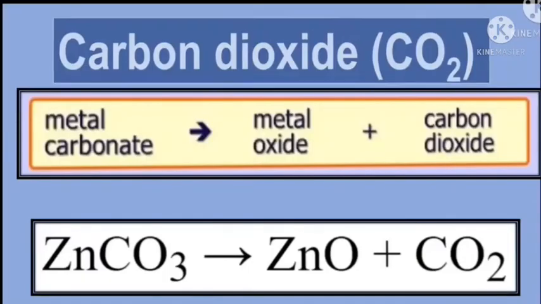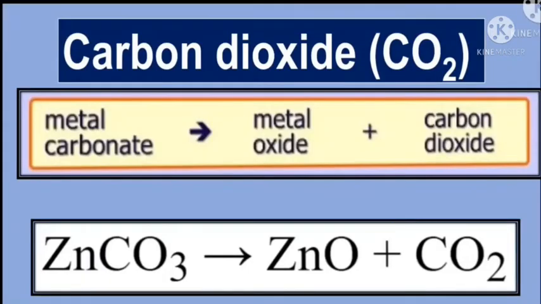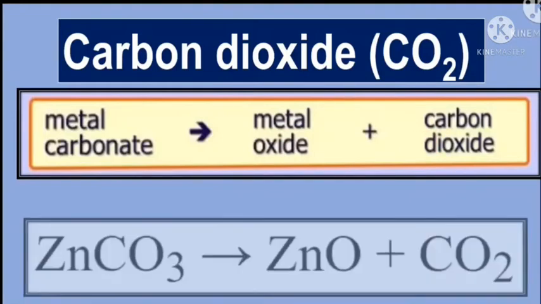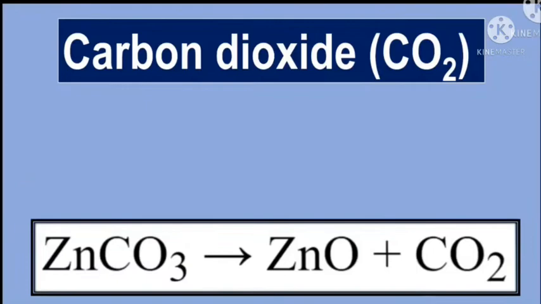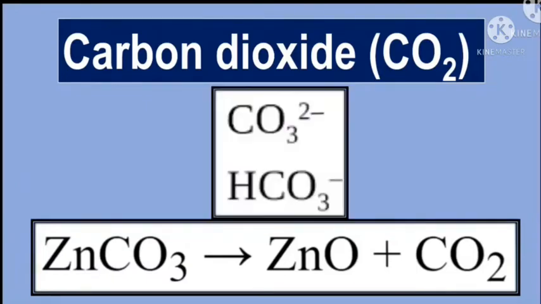Next is carbon dioxide. It is formed when metal carbonates are heated to produce metal oxide and carbon dioxide. For example, in this reaction, zinc carbonate on heating produces zinc oxide and carbon dioxide gas. Formation of carbon dioxide confirms the presence of carbonate and hydrogen carbonate ions.